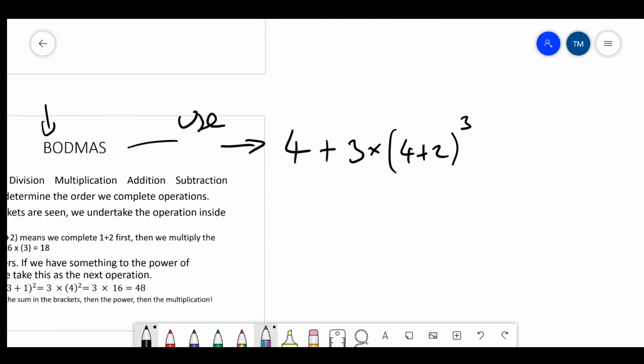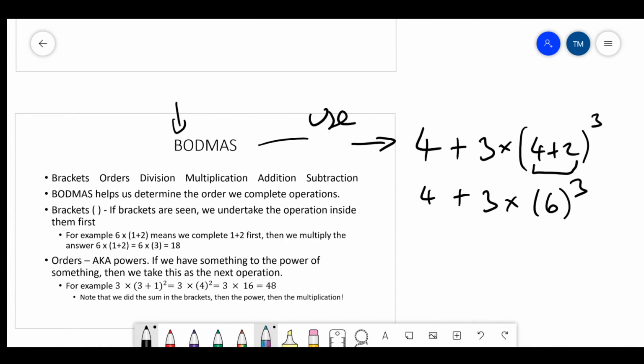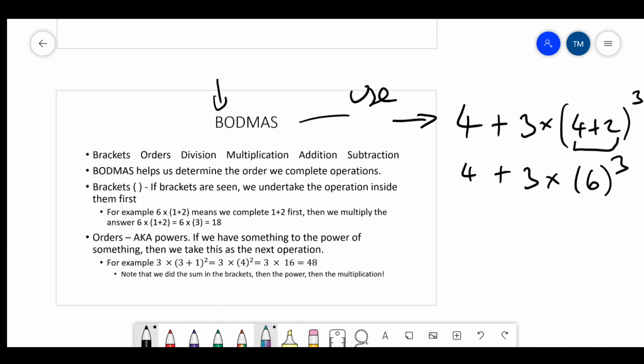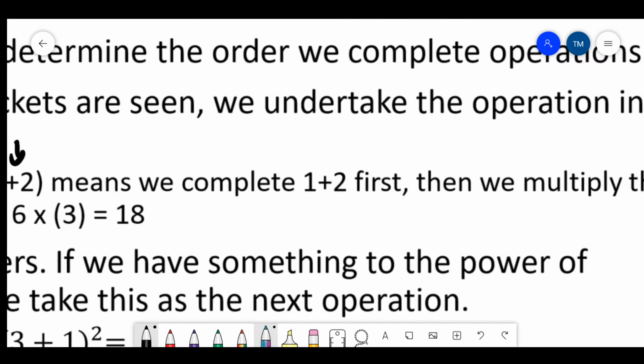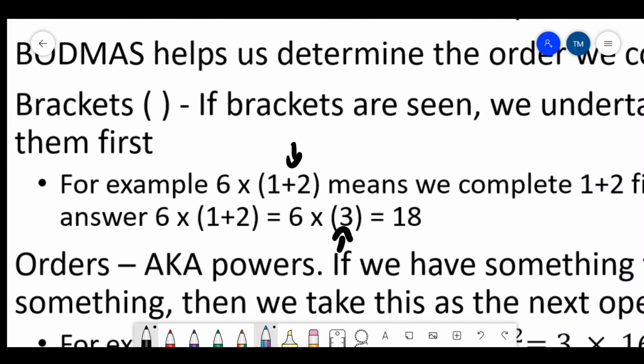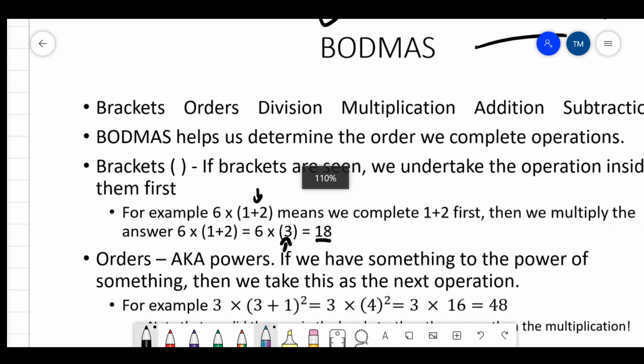So for this sum here, you've got 4 plus 3 times (4 plus 2) cubed. We do the operation inside the brackets first. So that's 4 plus 3 times 6 cubed. It's the very first step that you do. Another example is here. If we have 6 times (1 plus 2), we do the operation inside the brackets first. So we do 1 plus 2, which gives us 3. Then it's 6 times 3, which gives you 18. So brackets is your first one.